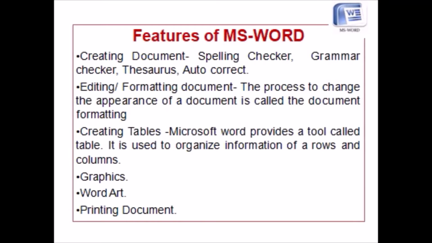Creating tables. Microsoft Word provides a tool called Table. It is used to organize information in rows and columns. A table is made of a series of rows and columns. The intersection of a row and column is called a cell. The next feature is graphics, and it also contains other features like word art, printing documents, etc.